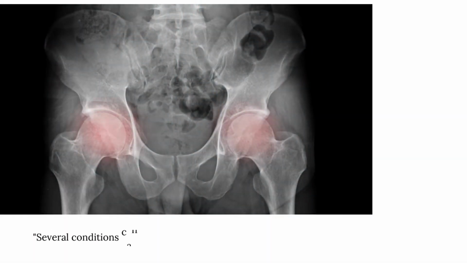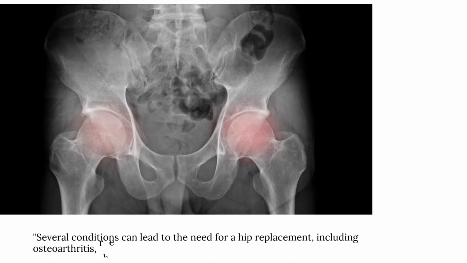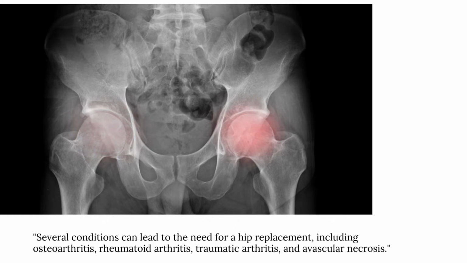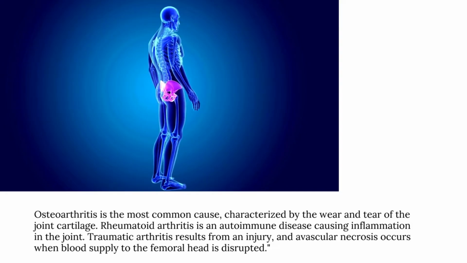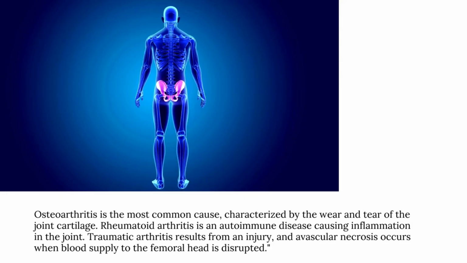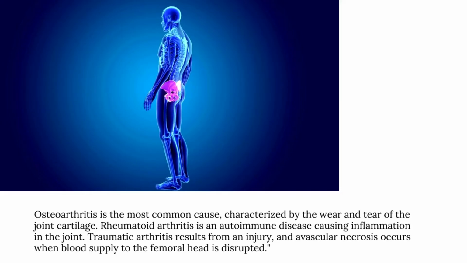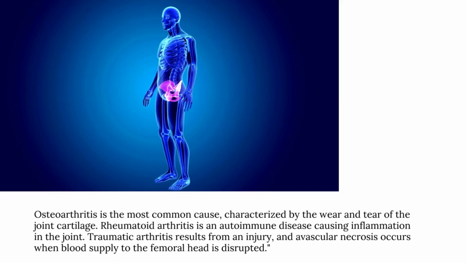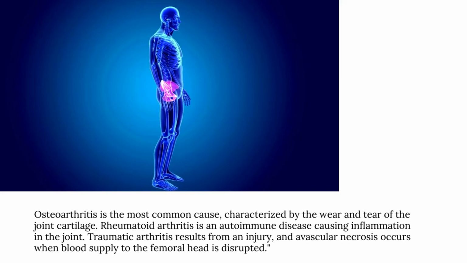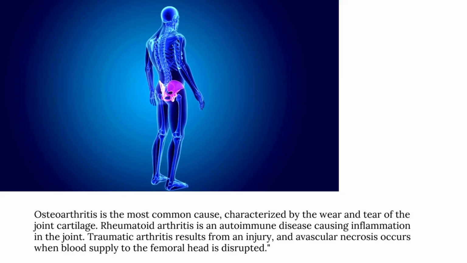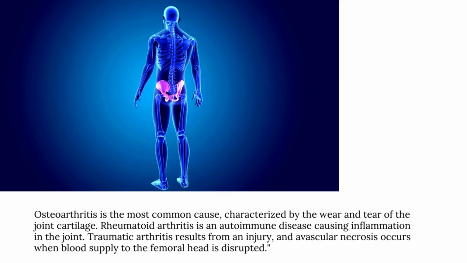Several conditions can lead to the need for a hip replacement, including osteoarthritis, rheumatoid arthritis, traumatic arthritis, and avascular necrosis. Osteoarthritis is the most common cause, characterized by the wear and tear of the joint cartilage. Rheumatoid arthritis is an autoimmune disease causing inflammation in the joint. Traumatic arthritis results from an injury, and avascular necrosis occurs when blood supply to the femoral head is disrupted.